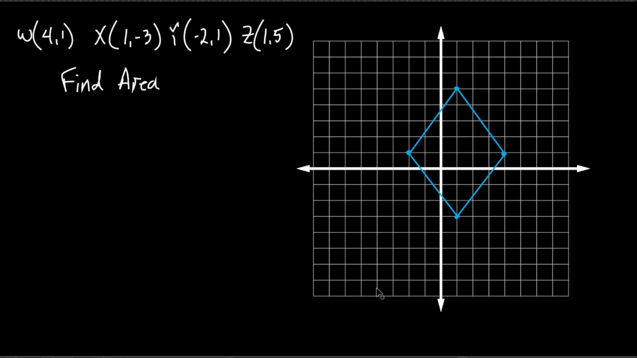Okay, what kind of polygon is this thing? Well, it's a quadrilateral. Okay, but that's pretty general. We got to be a little more specific. What do you think it possibly is? Looks like a rhombus, doesn't it? How do we know for sure if it's a rhombus or not?